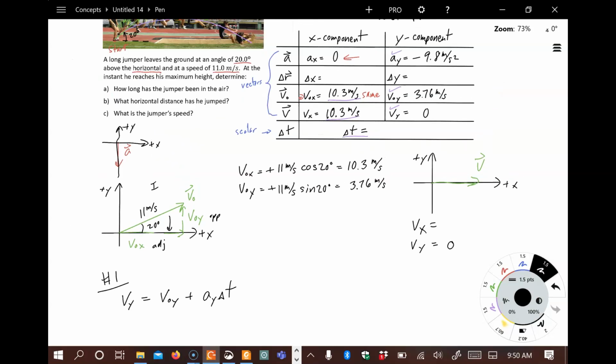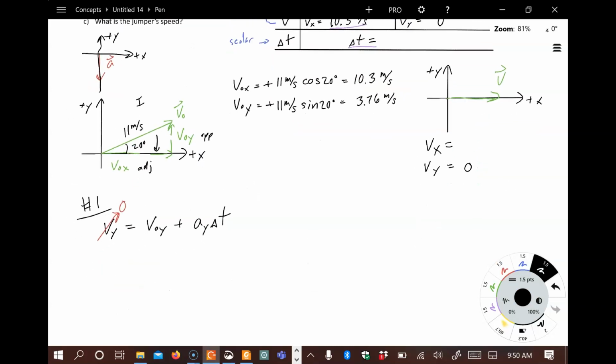If we look at our data here, we have a 0 here for y final, so that's gone. And then we need to go ahead and solve for delta t, right? So if we rearrange this equation, a y times delta t is equal to v initial y, and then finally divide both sides by a sub y, we'll get delta t is equal to v initial y divided by a sub y. We're going to put our values in here.